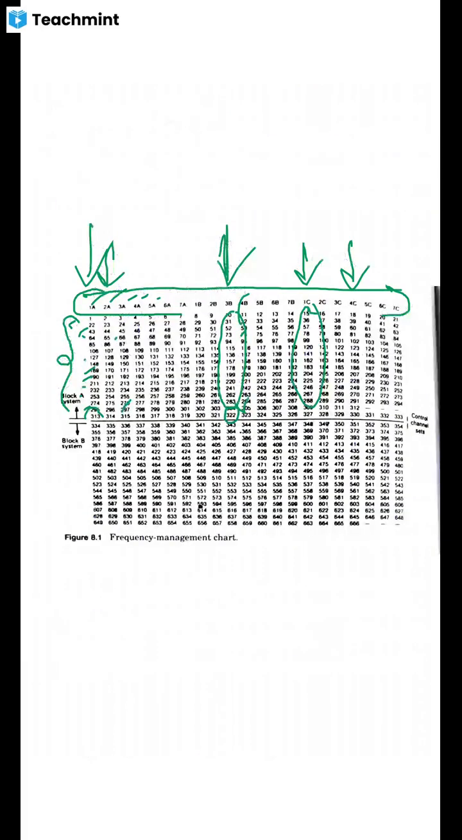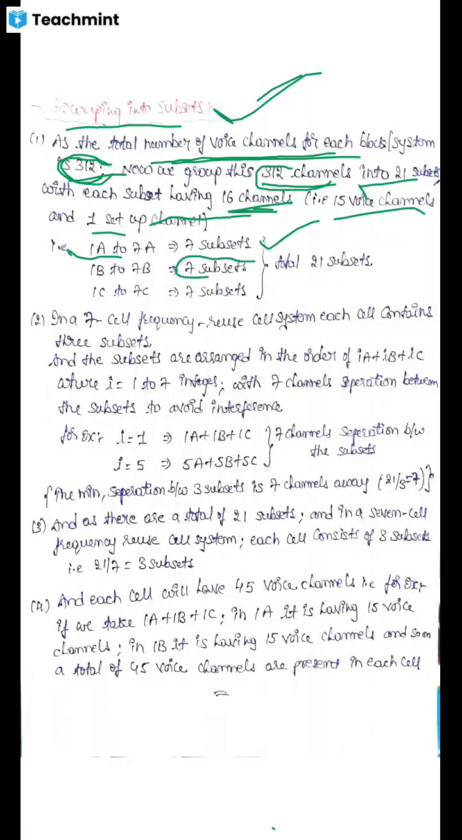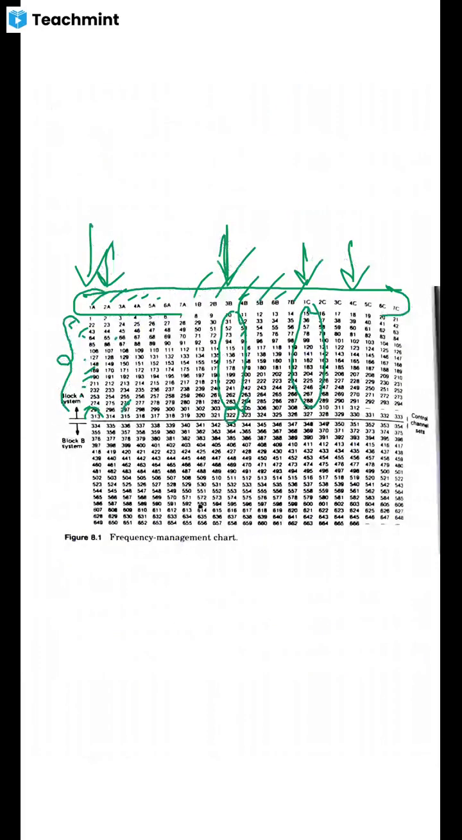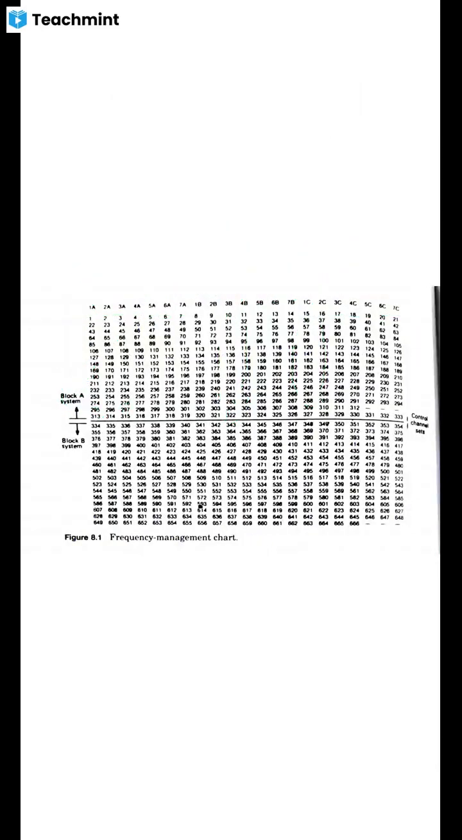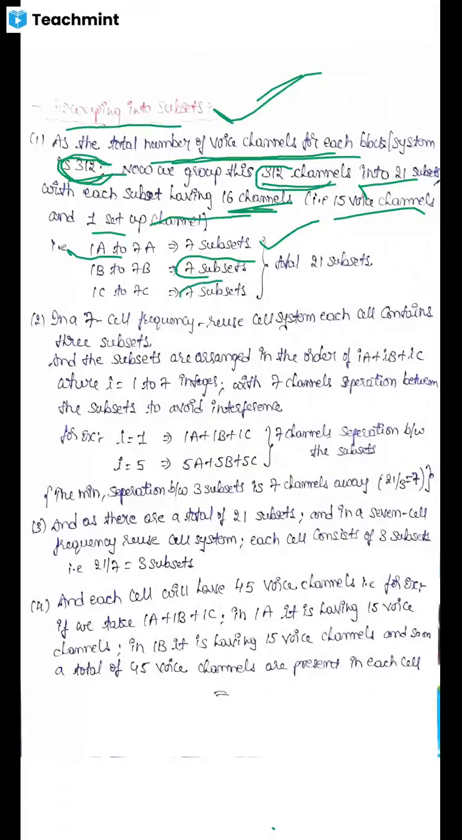Similarly, 1B, 2B, 3B, 4B, 5B, 6B, 7B. That is another set of 7 subsets. Similarly, 1C to 7C, 7 subsets. So I am getting a total of 21 subsets. So I had grouped the total number of voice channels into subsets: 1A to 7A, 7 subsets, 1B to 7B, 7 subsets, 1C to 7C, 7 subsets. Total 21 subsets I had divided.